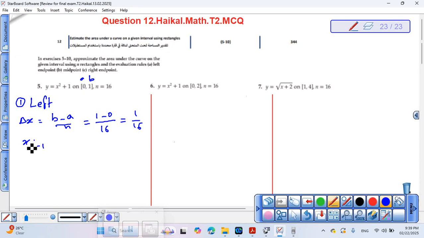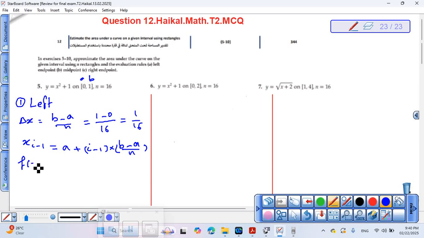This is start. From left, x sub i minus 1, not x sub i. From right, x sub i. This equals a plus i minus 1 times delta x, where delta x is b minus a over n. You should be careful about this.